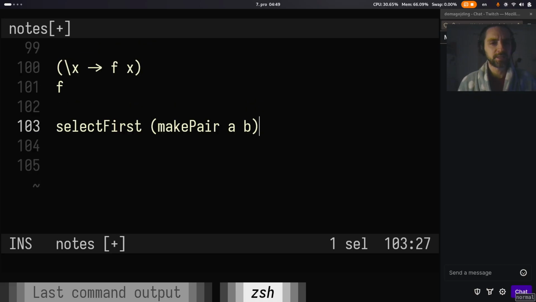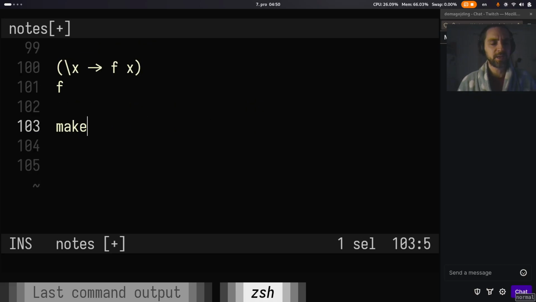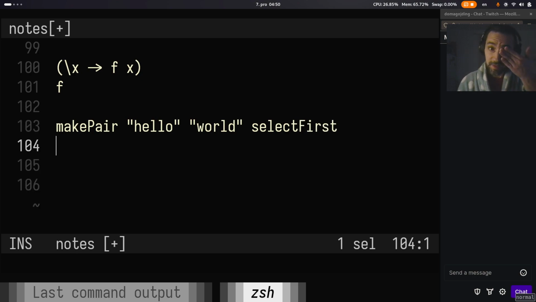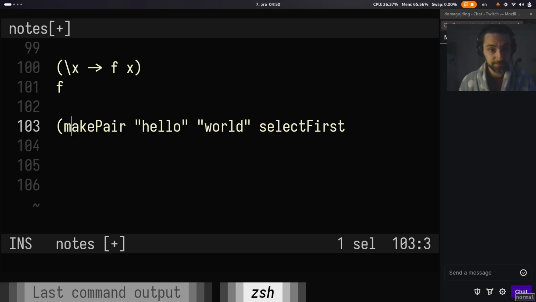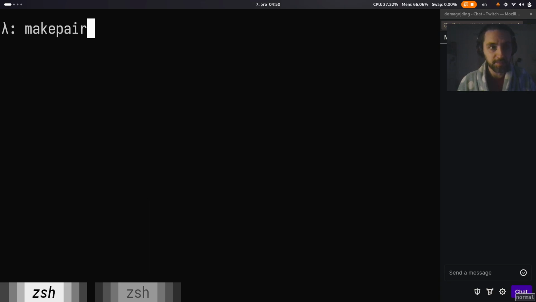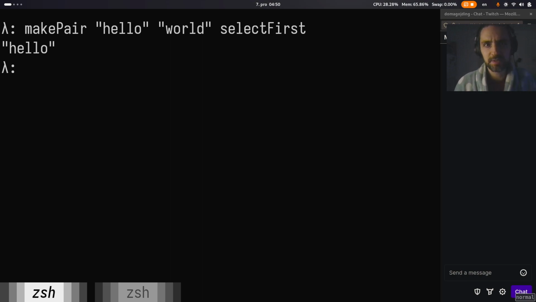Let's try it actually. So we have a make pair, and let's do hello world and select first. Let's try to see what's going on, because we don't see it in GHCI. It won't show us the steps. If we just do make pair hello world and select first, we just get the hello.